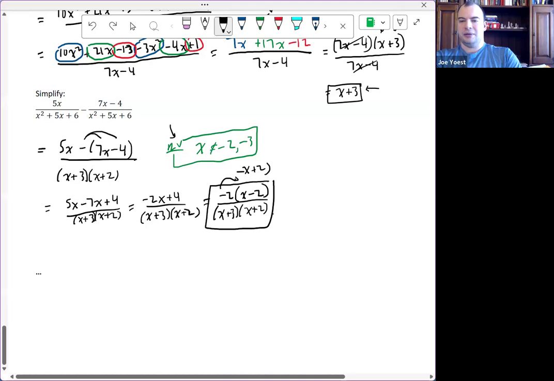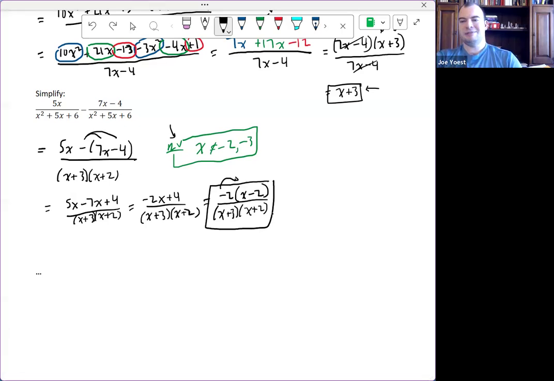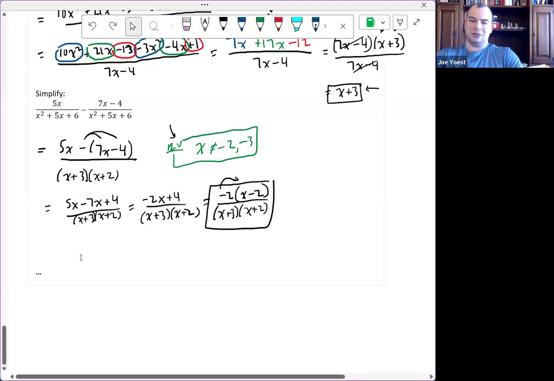So x minus 2 and x plus 2, even though they look pretty similar, there's really no way to divide those out. So this is what we have. This is our final simplified form. There's really nothing more that we can do to this. We can't do anything with that x minus 2 and x plus 2 to make them go away in any way. Even though maybe sometimes it looks like morally they should, it doesn't quite work out.